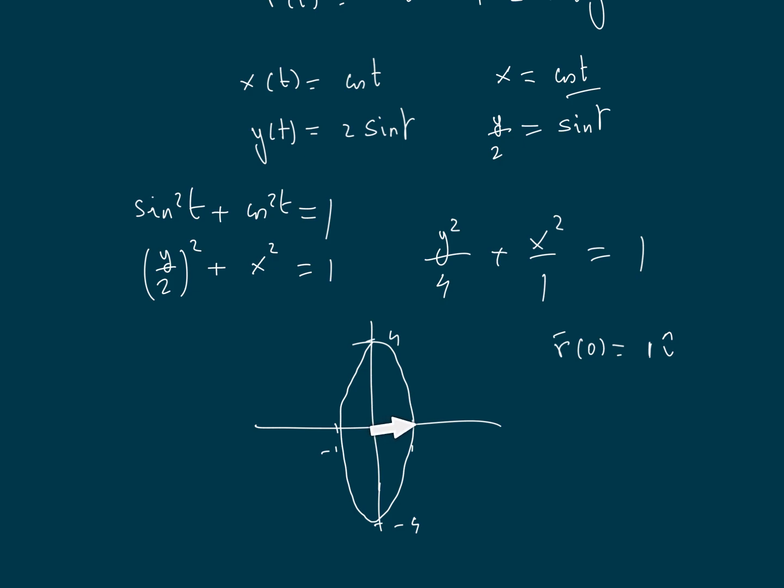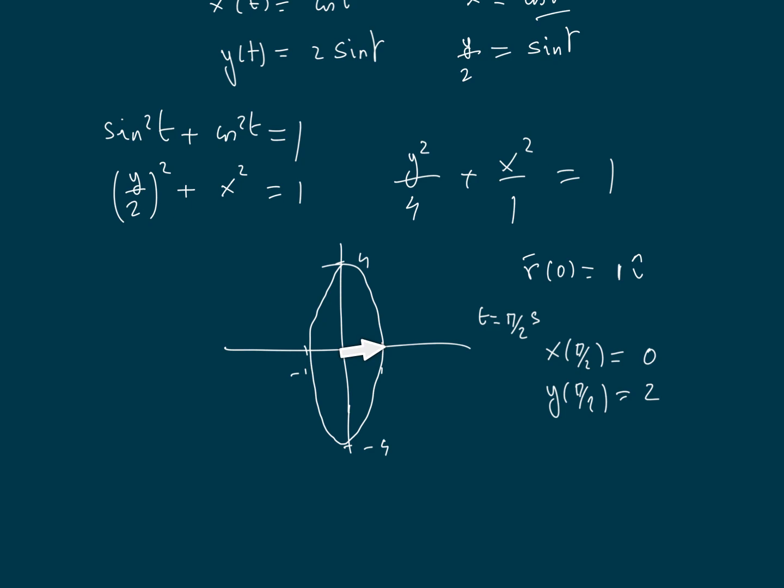Okay, what happened at t equals one? Or let's put t equal pi divided by 2 seconds, something like 1.7 seconds, 3.14 divided by 2. What is the x at this time, pi divided by 2? It is cosine of pi divided by 2, which is 0. What is the y of pi divided by 2? It is sine of pi divided by 2, which is 1, multiplied by 2 is 2. So the position is r of t equal 0i plus 2j.